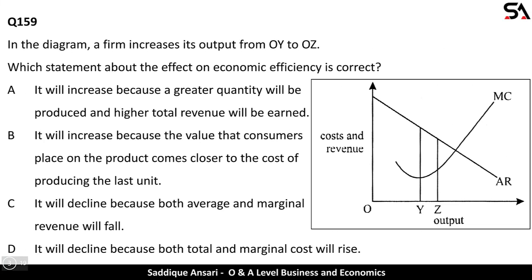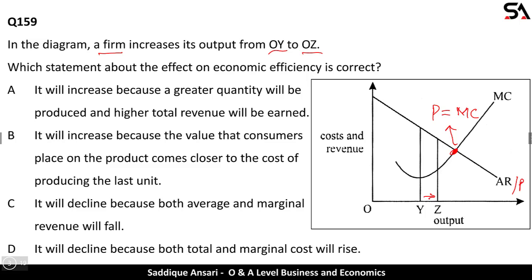Next MCQ is, in the diagram, a firm increases its output from OY to OZ. So output is increased from OY to OZ. Which statement about the effect on economic efficiency is correct? At this point, where average revenue is the same as price, price is equal to marginal cost. So this point shows allocative efficiency. So movement towards this point when output is increased from OY to OZ shows the firm becoming closer to allocative efficiency.